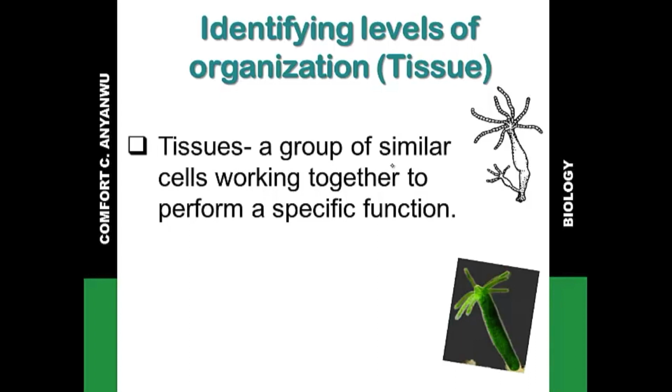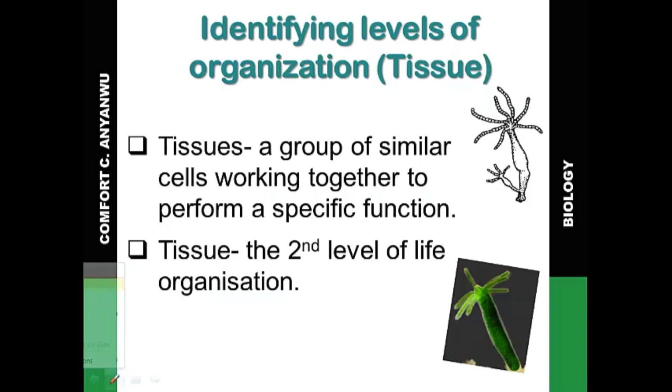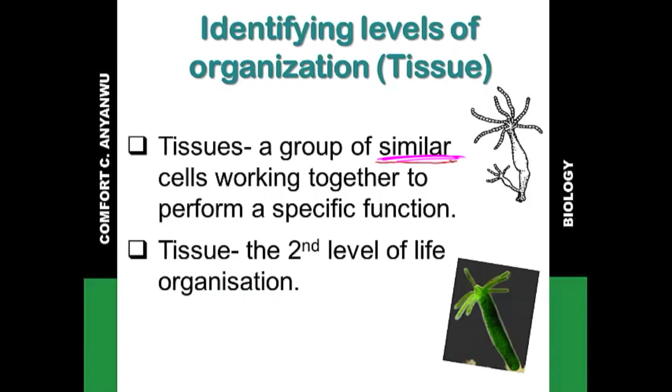Let's look at the next level of life organization, the tissues. Tissue is a group of similar cells working together to perform a specific function. That word similar is very important. Tissue is the second level of life organization. An example of an organism at this level is Hydra.